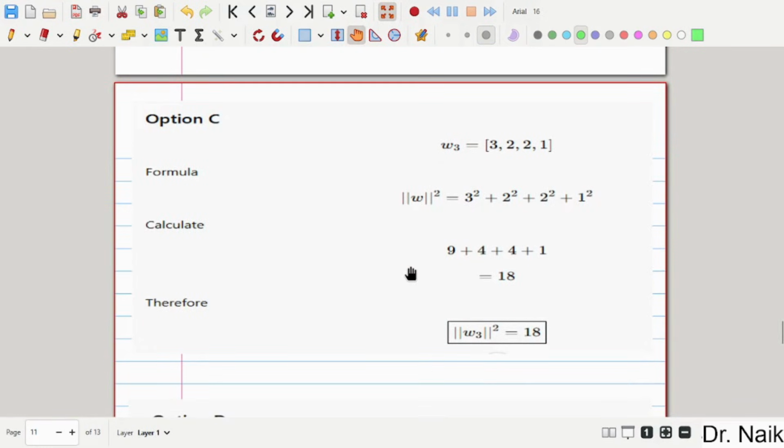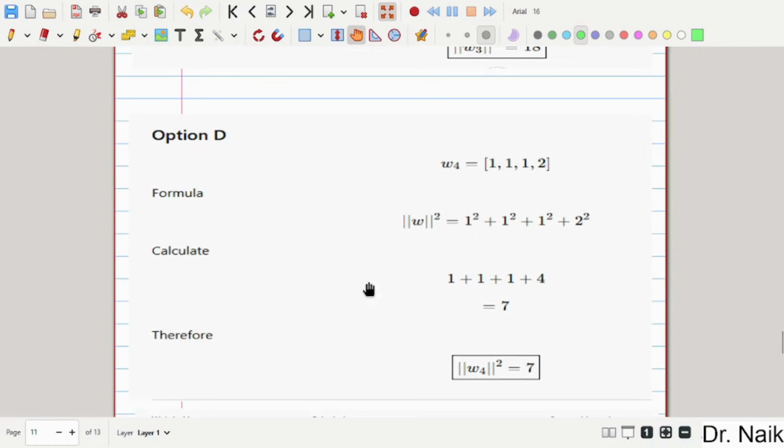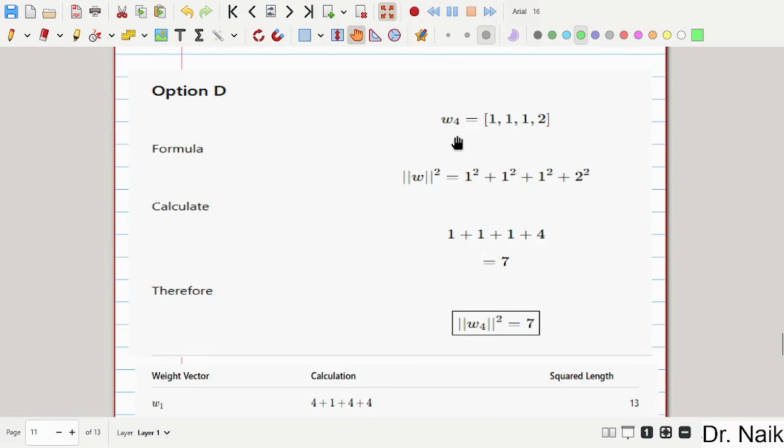Now calculate the norm square for W3. L2 norm square for W3 is 3 square plus 2 square plus 2 square plus 1 square, that is equal to 9 plus 4 plus 4 plus 1, which is equal to 18. So norm square W3 is 18. Now calculate it for the weight vector 4. So norm square W4 is 1 square plus 1 square plus 1 square plus 2 square. 1 plus 1 plus 1 plus 4, so it is 7.